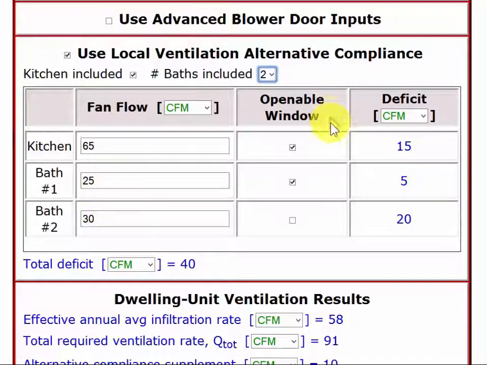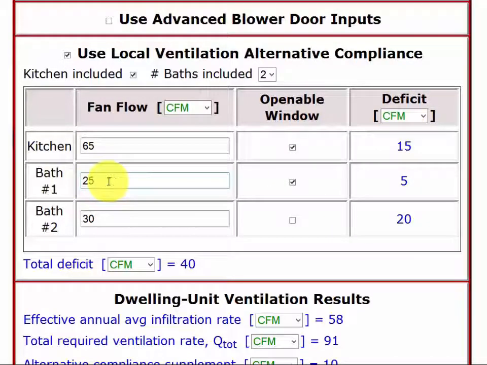Does it have an openable window or not? If it has an openable window, that has an impact on the total deficit over here. Kitchen 65, I measured it, has an openable window. I check that. It makes no difference whether it has one openable window or 7. I click this and I get a credit toward the deficit of 20.